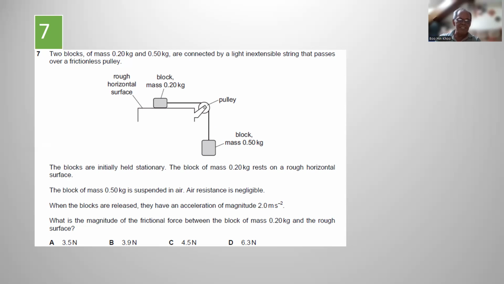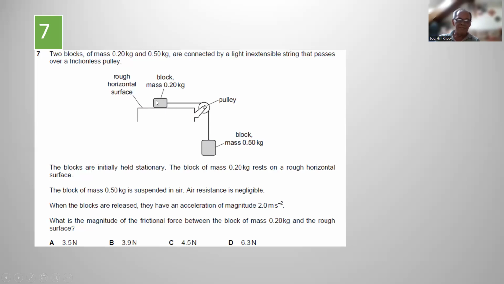Air resistance is negligible. When the blocks are released, they have an acceleration of 2.0 meter per second squared. What's the magnitude of the frictional force between the block of mass 0.2 kilogram and the rough surface? I want to find the frictional force here.